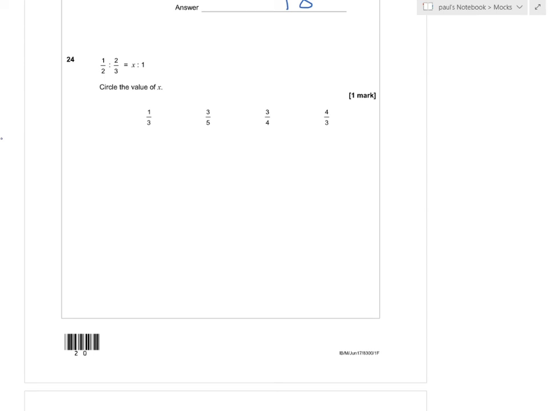What is 2/3? Oh no, half to 2/3. Well, let's see whether it's a bit long-winded. Yeah. 2/3.